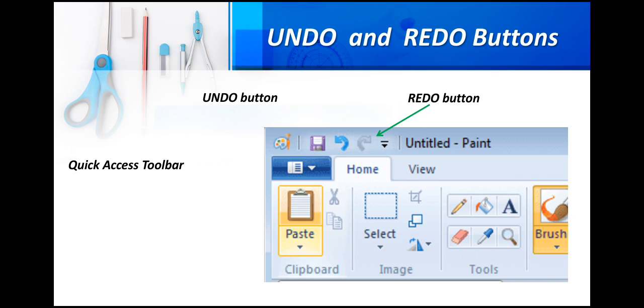Where is the redo button? Here is the redo button. The redo button is turning toward the right-hand side and this one is gray. It means it is inactive. When it turns blue, it means you can use it. Okay, this time this button is inactive.